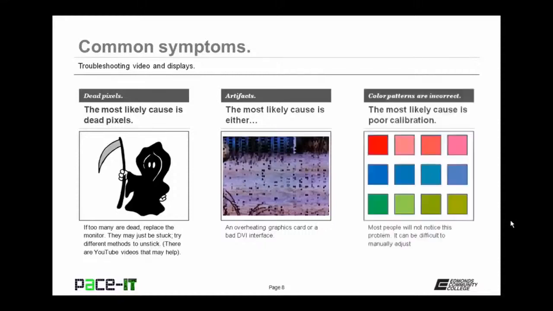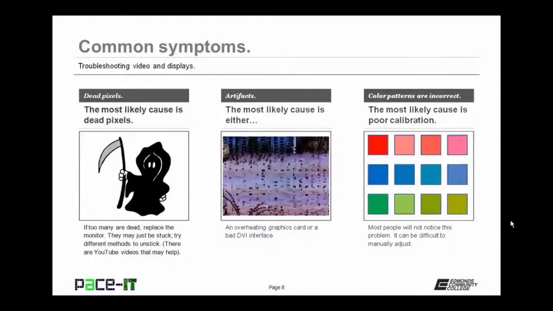Another symptom that you'll sometimes come across is that your color patterns are incorrect. The most likely cause is poor calibration of the color. Most people won't notice this problem, but if you do, or it becomes too big of an annoyance, you can manually adjust your color calibration. I will warn you, it can be tedious and difficult to get it right.